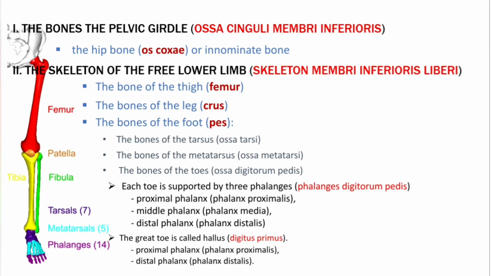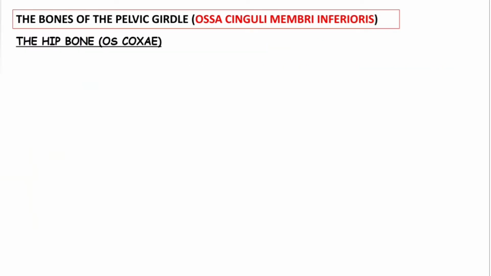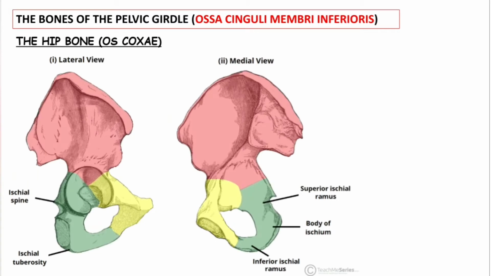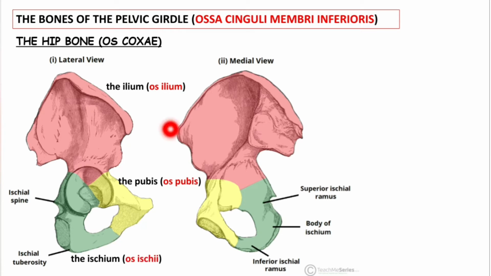Now let's get into the hip bone. So this is the hip bone. You can see it in three different colors. It means embryologically these are three separate bones: ilium, os ilium, the pubis or pubic bone, os pubis, and the ischium, os ischii. These bones will fuse by synostosis to form one bone, os coxae, the hip bone. But you need to know that they are separate.